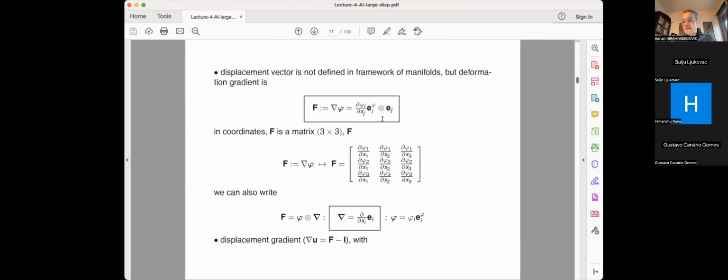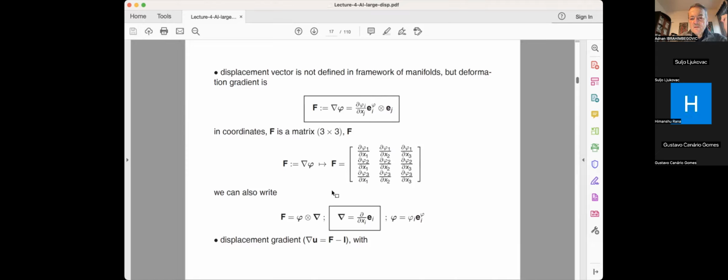In other words, you can write it as ei phi tensor product ej, and each component is equal to the derivative of phi i with respect to xj. If you write this deformation gradient tensor as a matrix, that will be a 3 by 3 matrix. In the first column, you'll have 3 partial derivatives of the components of motion, phi1, phi2, phi3, with respect to x1. Then the derivatives with respect to x2 of these 3 components, and finally the derivatives of the 3 components with respect to x3.